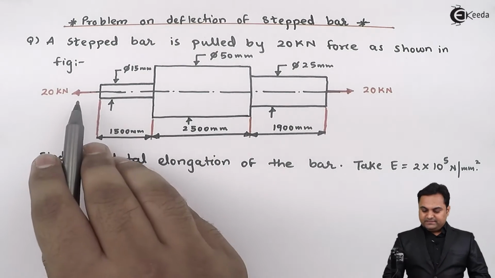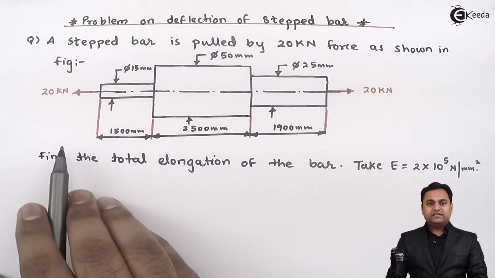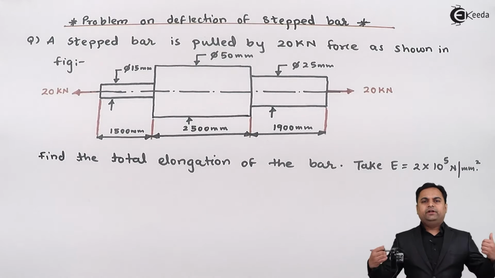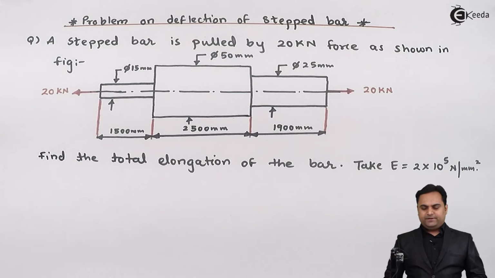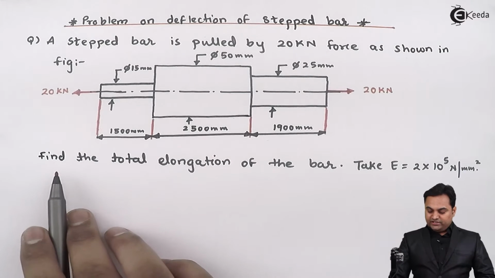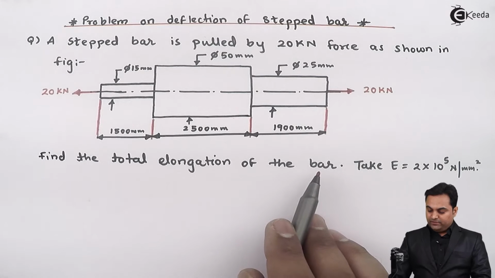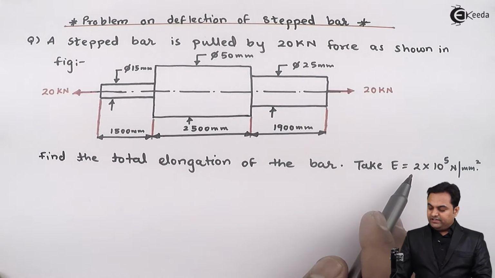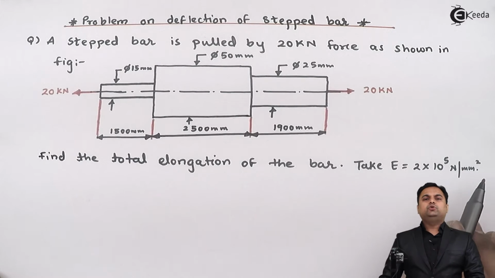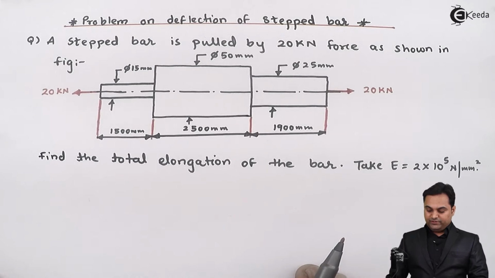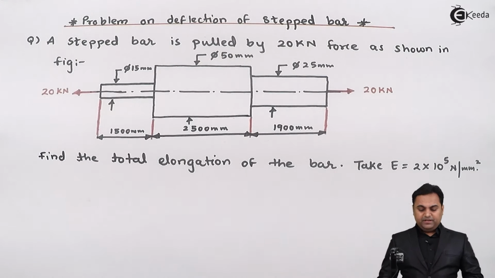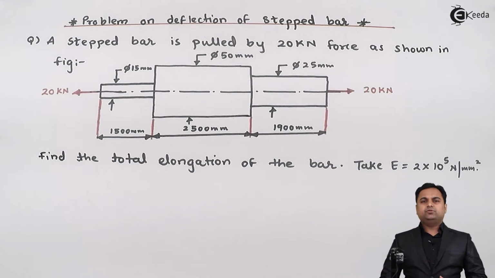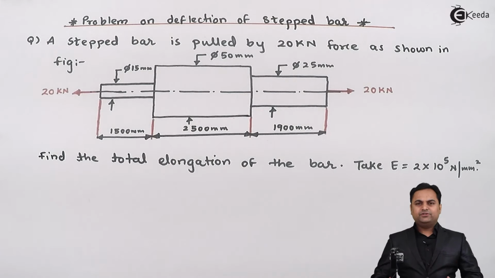Next, it is subjected to tensile load. As we can see, this is a pull type of load. It is trying to pull the stepped bar, and the question is to find the total elongation of the bar. Take capital E, that is Young's modulus, 2 into 10 raised to 5 Newton per mm square. So for the stepped bar given, we have to know how much is the total deflection. So first let us write the data for this question.